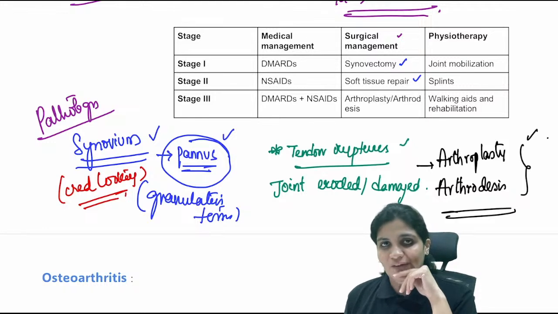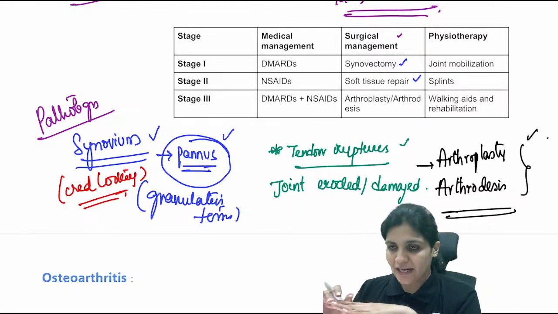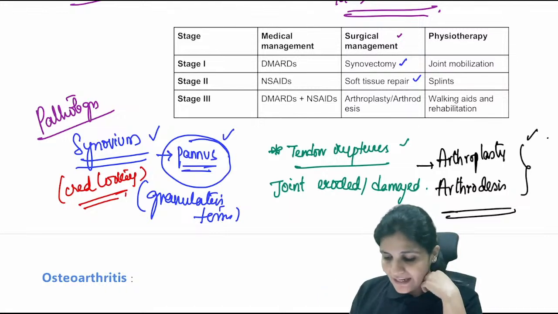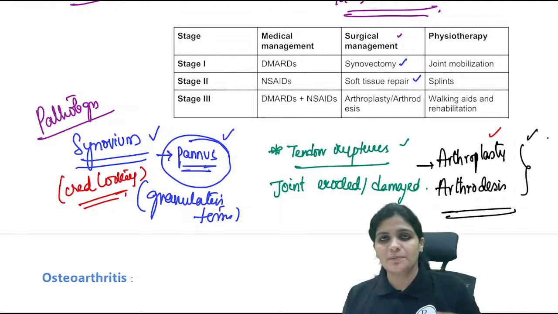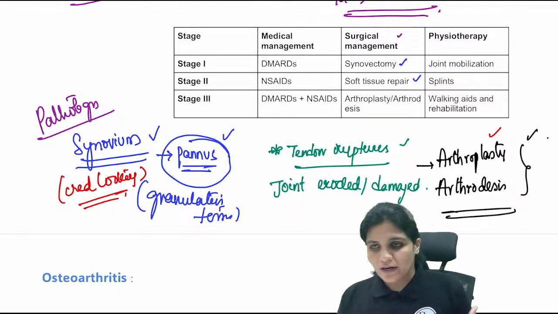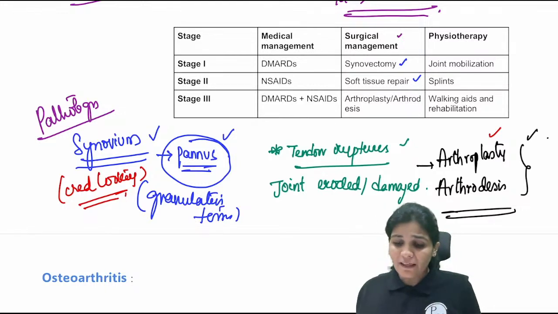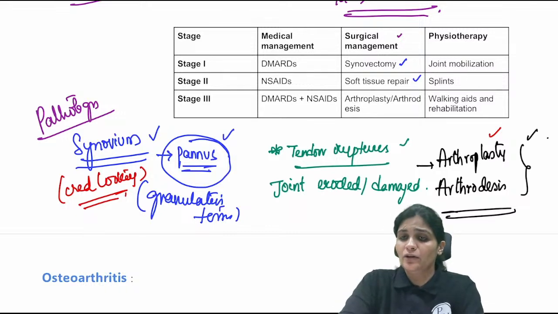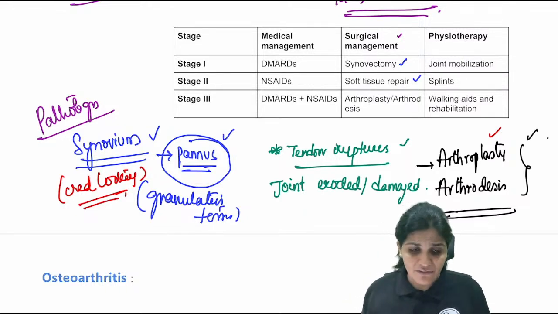So this is synovectomy, and usually it will go on to erosion, so the tendon gets ruptured. So this is soft tissue repair, and finally we end up with arthroplasty or arthrodesis. Arthroplasty is nothing but your joint replacement. Desis is again your joint fusion. That is the surgical management. When it comes to medical management, I think medicine people will deal with it better, like when to use what drug. There are various drugs we have discussed.